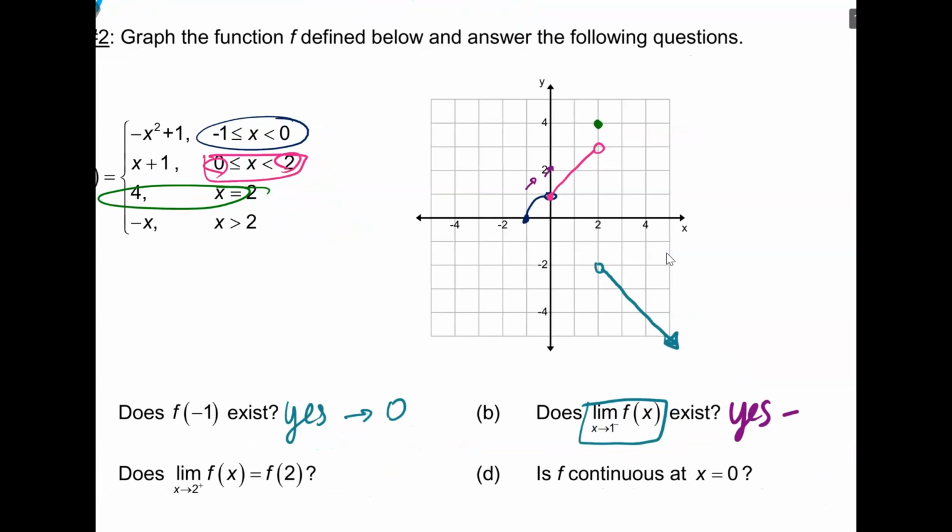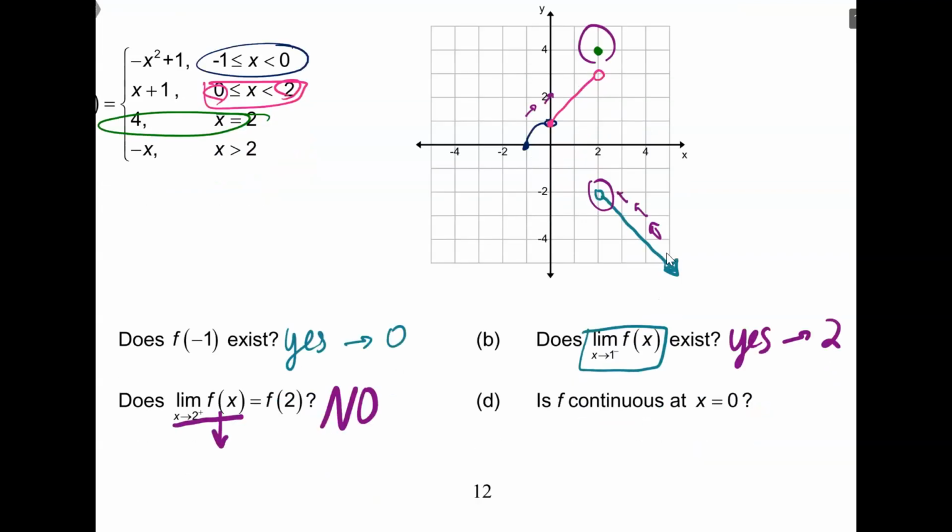Awesome. Okay, does the limit as x approaches 2 from the positive side exist? Oh, wait. I'm asking if it's continuous. Does the limit from the right side equal the value at 2? So I'm looking from the right side. Is this value the same as the function value? No, it does not, because the limit is -2 and the value of f of 2 is 4. Those are not the same. So I see I'm not continuous at x equals 2.